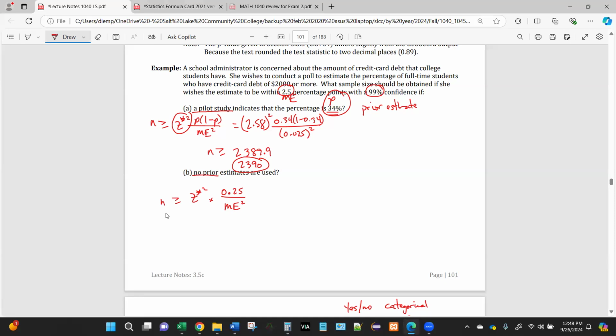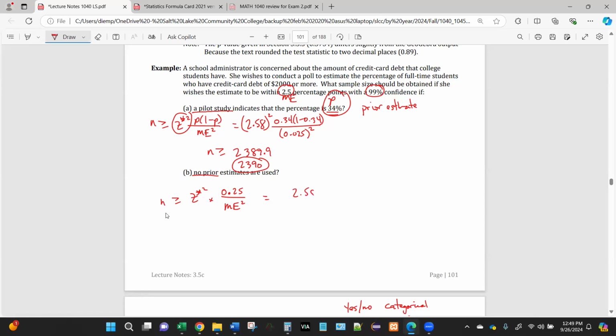And so what is it doing? It's basically planning for the worst. So it basically maxes out the needed sample size. So no matter what p is, we're going to have enough people in our sample to create the needed confidence interval. Okay, so here we go. It's the same z star.